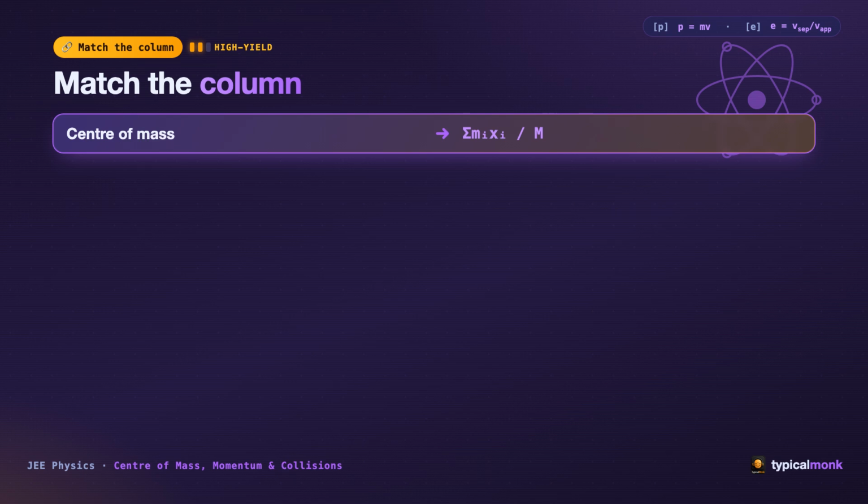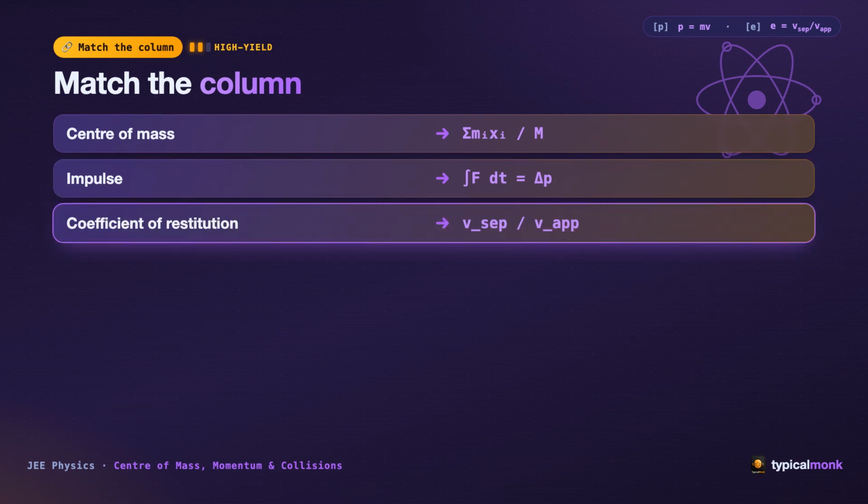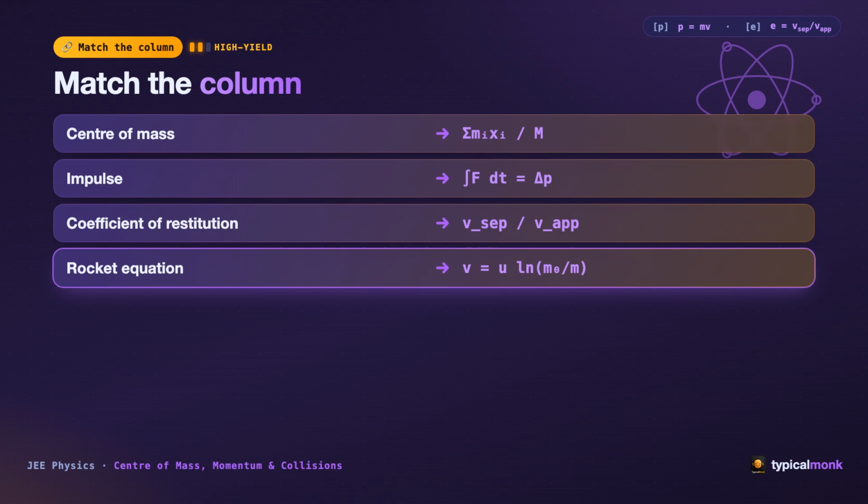A quick match now. Say each formula aloud before I reveal it. Center of mass, the sum of mass times position, divided by the total mass. Impulse, force integrated over time, equal to the change in momentum. Coefficient of restitution, the relative velocity of separation divided by the relative velocity of approach. And the rocket equation. V equals U times the natural log of m0 over m. If all four came to you before the reveal, today's toolkit is becoming yours.